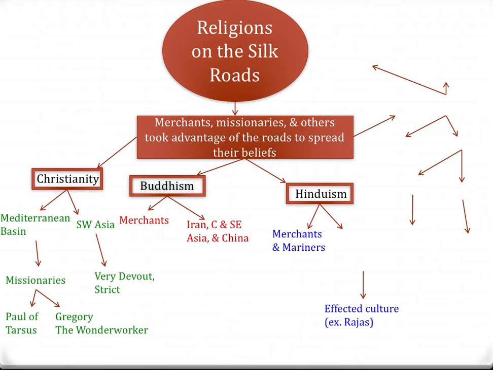Again, this was spread by the merchants and the mariners. If you look on the map, India did a lot of maritime trade, so it makes sense, since Hinduism started in India, that it was going to spread through the mariners as well. We see it spread especially heavily into Southeast Asia, places like Vietnam and Cambodia. It spread so much into those areas that it even affected their culture, and they began to use some of the Indian language, like the term Rajas.